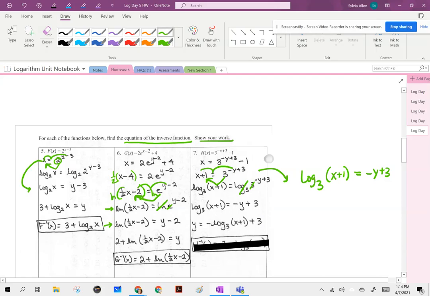Now we're going to subtract 3. Okay, so when I subtract 3, I get negative 3 plus log 3 of x plus 1, but it equals negative y. So I'm also going to multiply by or divide by negative 1, so it gives me negative 1 here and a negative 1 here, which is why I get negative log 3 of x plus 1 plus 3, and then replace y with h inverse.